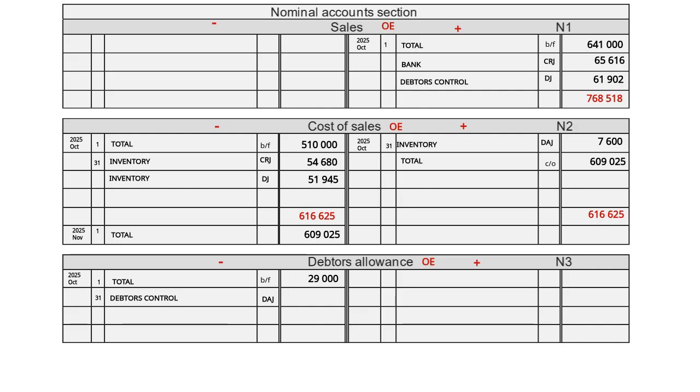Then our last ledger account is debtors allowances. You'll have debtors control DAJ on the debit side. Your total of your DAJ debtors allowances was 10,146. And then if you add up the debit side, you get 39,146.